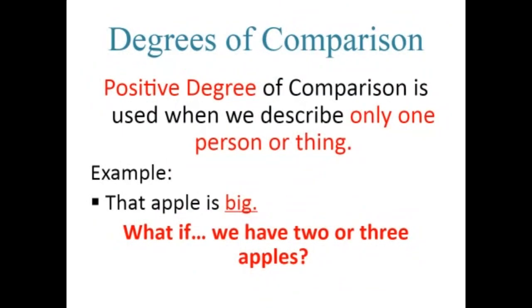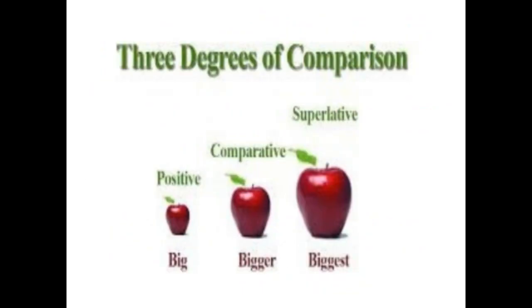The example here says, that apple is big. Now I'm only having one single apple here and I'm describing that apple, saying that it is big. But think of a situation where we have 2 or 3 apples, and I have to make a comparison between them. What happens then? As you can see here in the next slide, you can see 3 different apples of 3 different sizes.